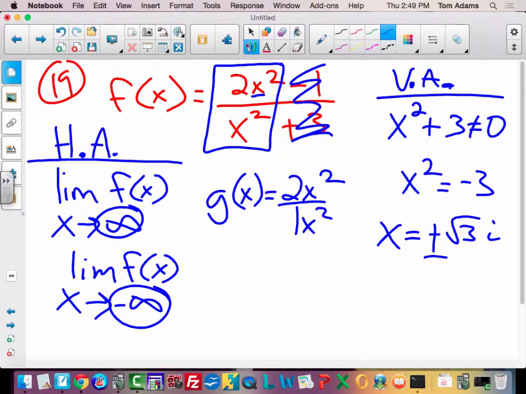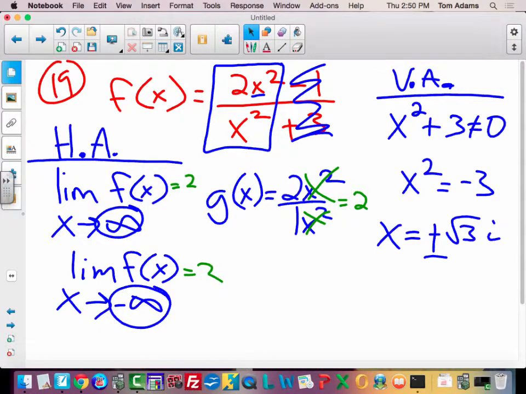Now, what do you notice about this? It cancels out to 2. It reduces down to 2. So what do you think the y value of this would be? 2. What do you think the y value of this one will be? 2. Now, how can we double check? We got to graph it. Okay, we're going to graph it.